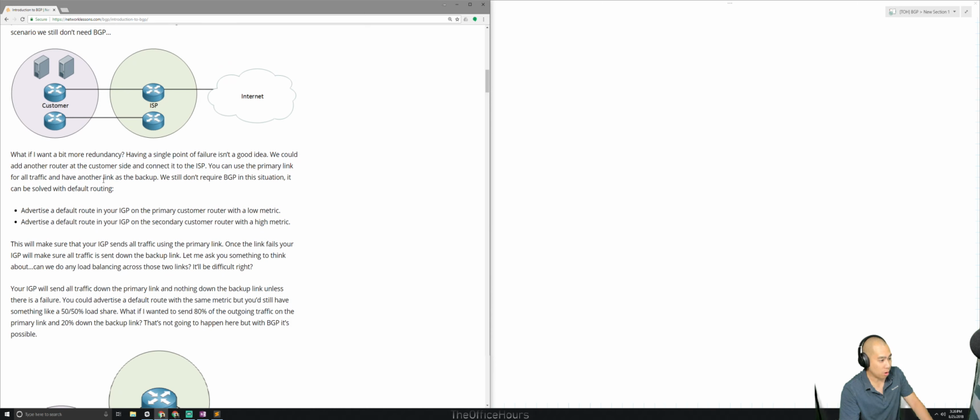What if we want more redundancy? Having a single point of failure isn't a good idea. We could add another router at the customer side and connect it to the ISP. You can take the primary link for all traffic and have another link as the backup. We don't require BGP in this situation. It can be solved with default routing.